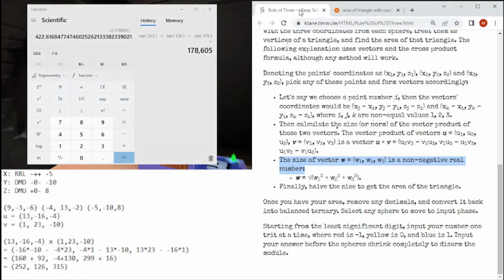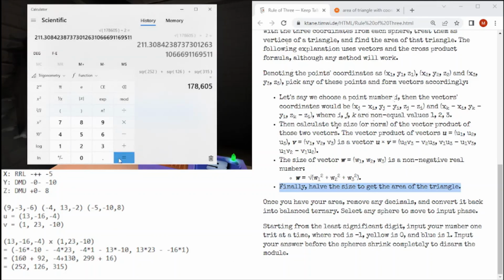If we look back at the module over here, finally we have to have the size of that. That's because this lovely calculation we did here actually finds the area of a parallelogram, and the triangle that we want is exactly half of that. So the length of that vector is 422 point some stuff. If we then divide that by 2, finally we get down to 211.308, and dropping the decimal points would get us to the 211 that we entered before as the answer to the module.